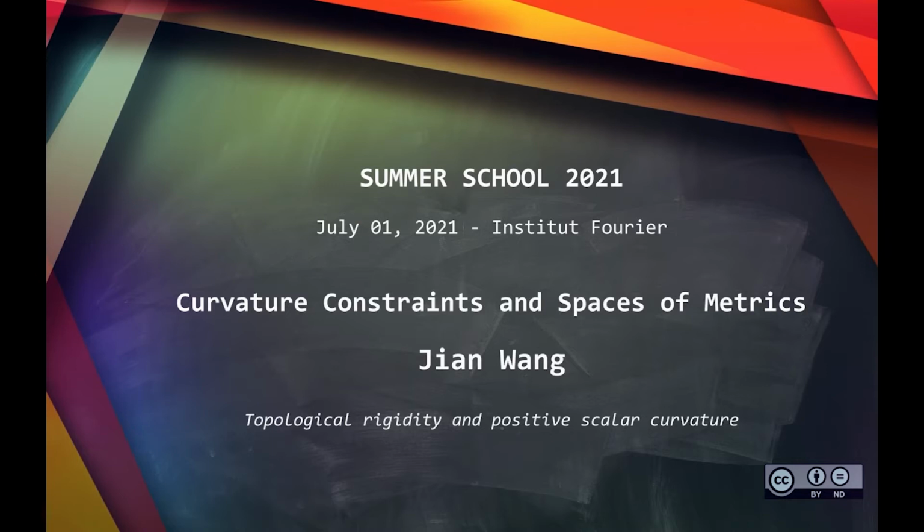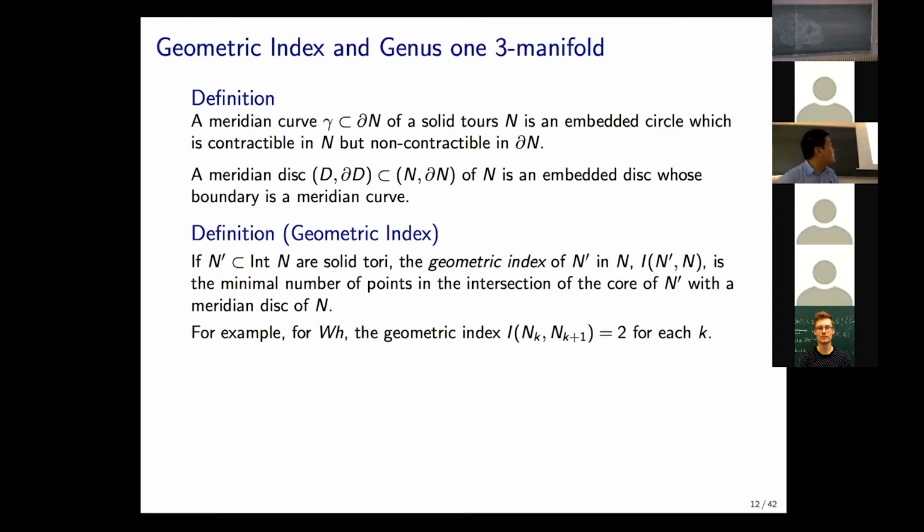Now the other definition, the other notation, is the geometric index. If we have two solid tori N prime and N, where N prime is a subset of the interior of N, the geometric index of N prime in N is the minimum number of points in the intersection of the core of N prime with the meridian disk of N.